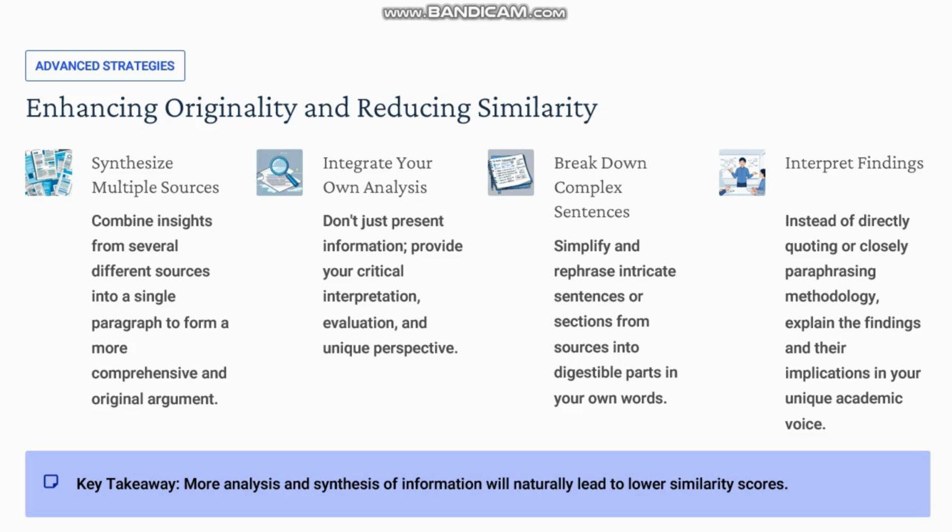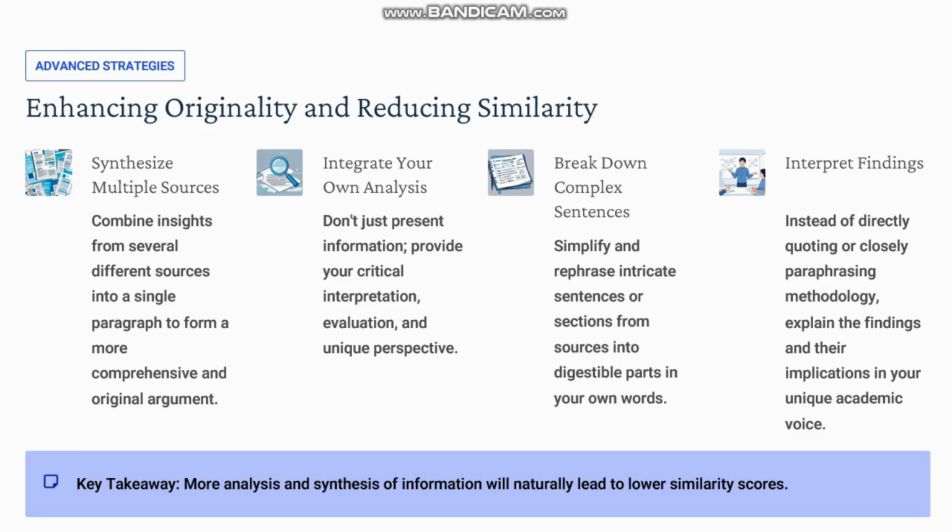The next is to integrate your own analysis. So when you want to copy something, don't just present the information, provide your critical interpretation, evaluation, and unique perspective. Very important. Because once you do this, anybody who sees your work will take it for being very original. So you don't just copy a definition from an article, or just cite somebody without including your critical interpretation, evaluation, and your own perspective.